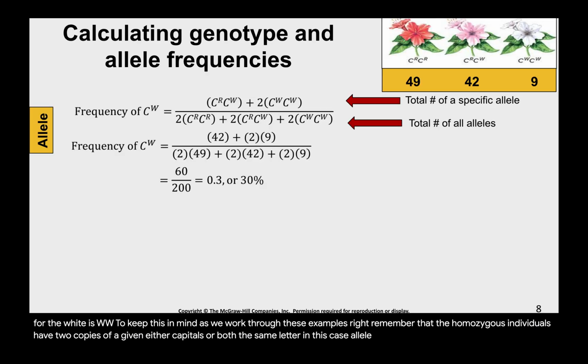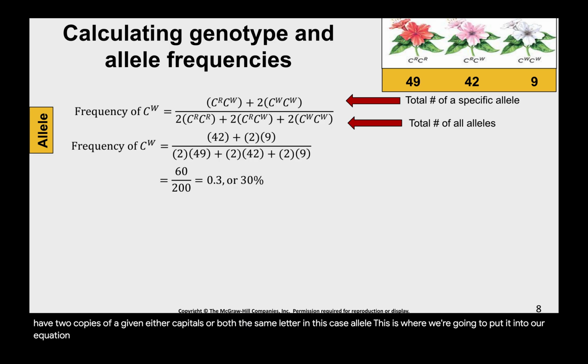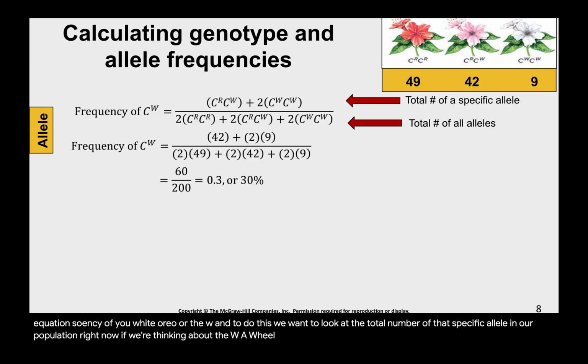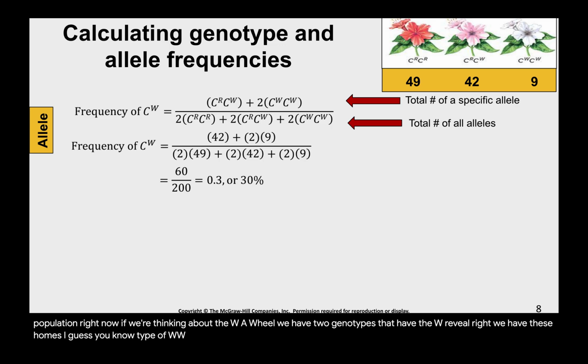All right, so this is where we're going to put it into our equation. We're going to look at the frequency of the white allele, or the W allele. To do this, we want to look at the total number of that specific allele in our population. If we're thinking about the W allele, we have 2 genotypes that have the W allele: the homozygous genotype of WW and the heterozygous type of RW. So there's 2 genotypes that have this allele. Bear with me here.